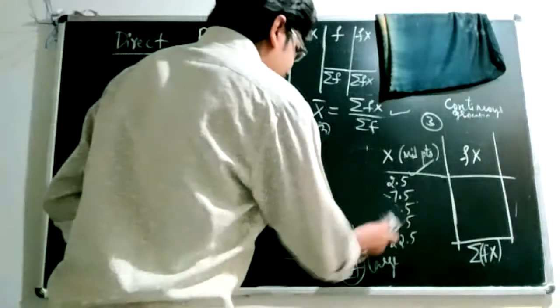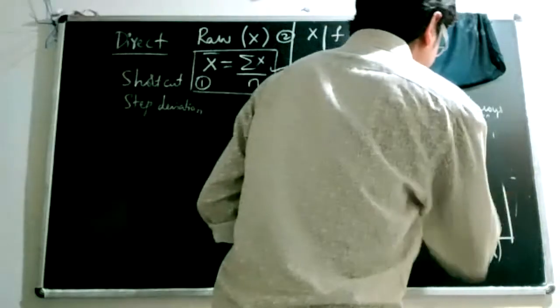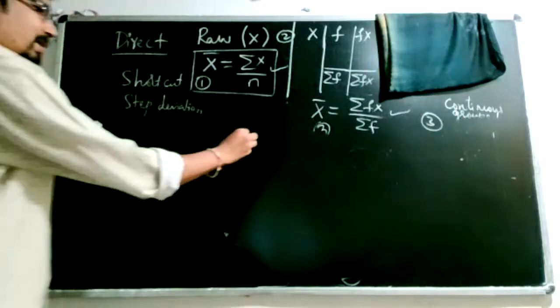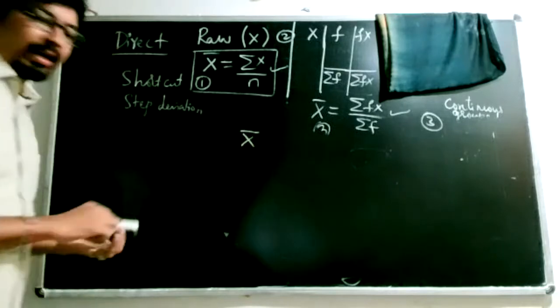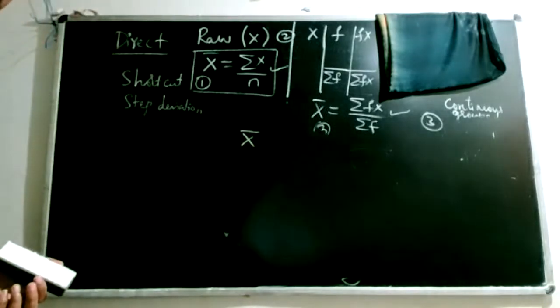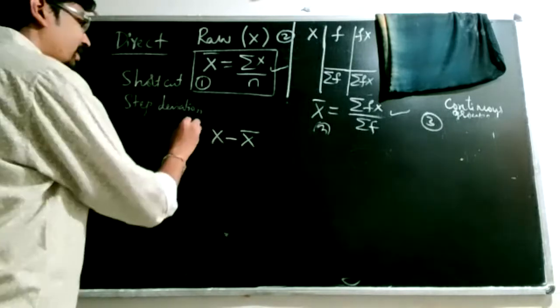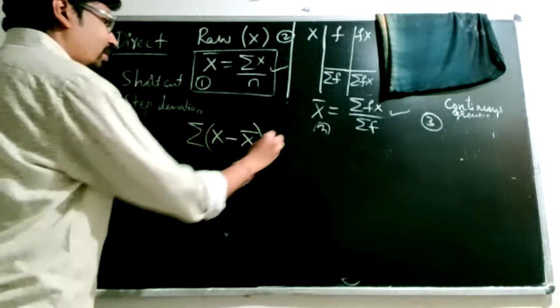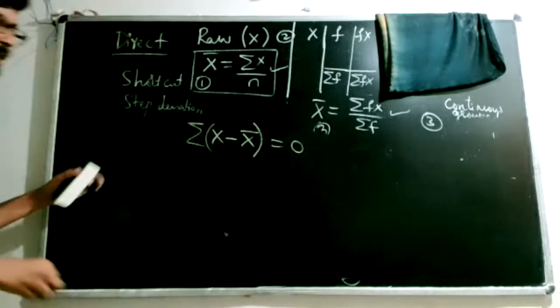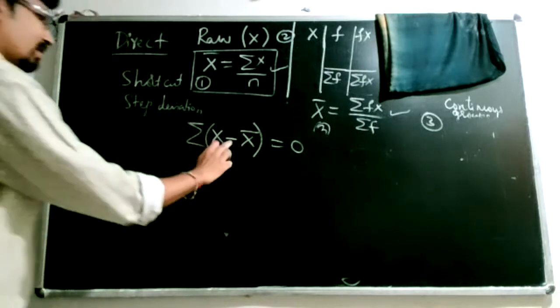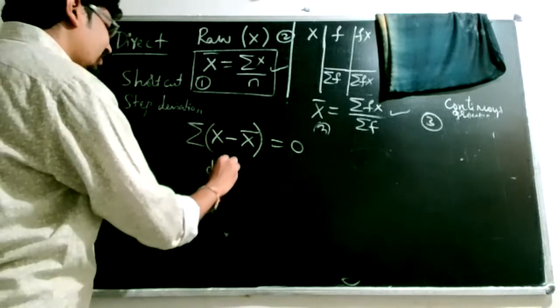And coming to the properties of arithmetic mean, the only measure is x bar such that if you subtract this x bar from every value of x, the total always comes to 0. And this difference is called deviation.